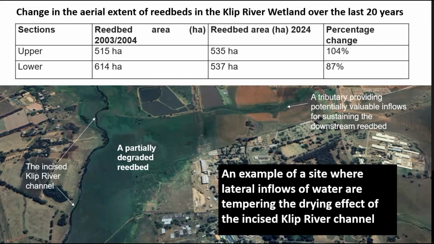So there's still some contact there, although that is to be confirmed. But the other thing is there is, in several of these reed beds, significant lateral input. So you can see an example here where a tributary is providing valuable inflows for sustaining the downstream reed bed. And in some cases, wastewater itself is providing an important input, albeit with added nutrients, etc.